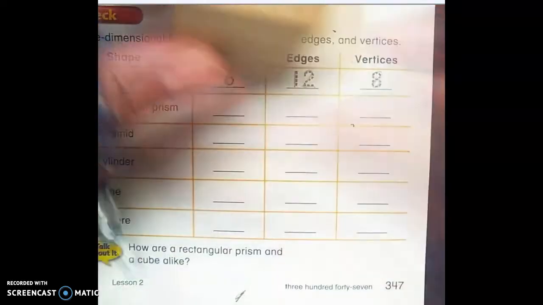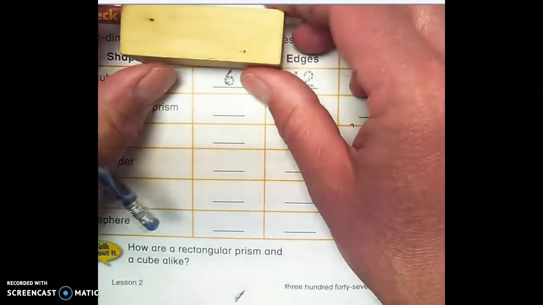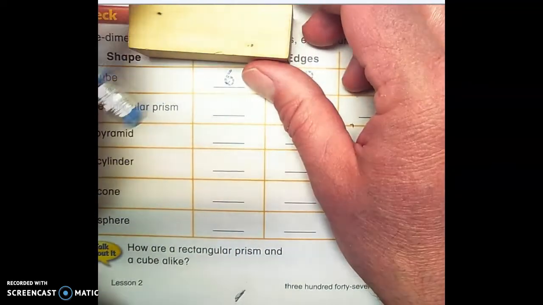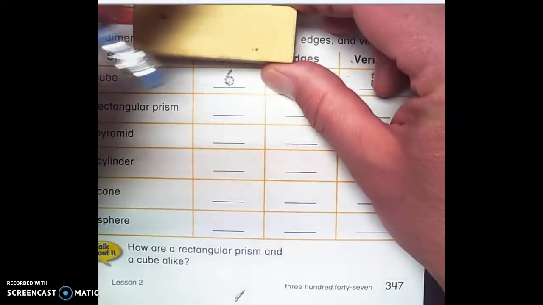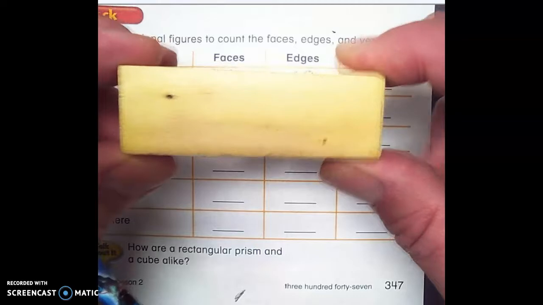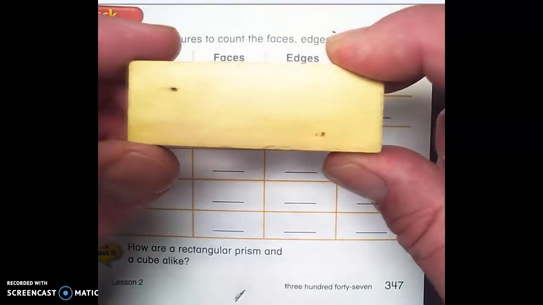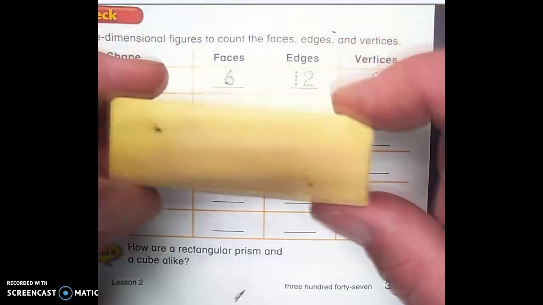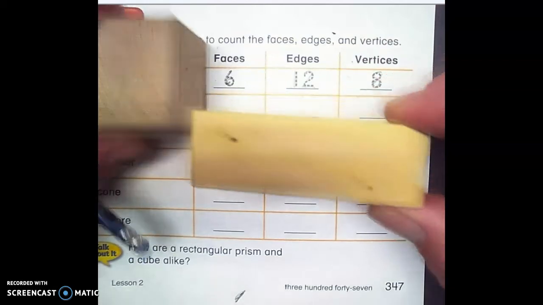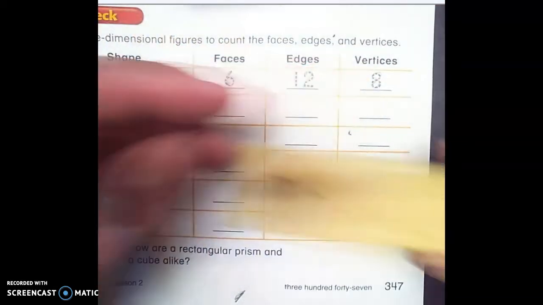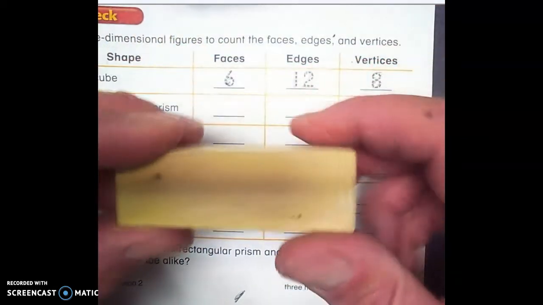Now, we're going to go to our rectangular prism. Now, a rectangular prism, boys and girls, it's almost like a cube, except some of its faces are longer. So if you kind of look and think about it, what do you think will be similar between a rectangular prism and a cube? You're right. The number of faces, edges, and vertices are going to be the same. All right, let's count anyway.